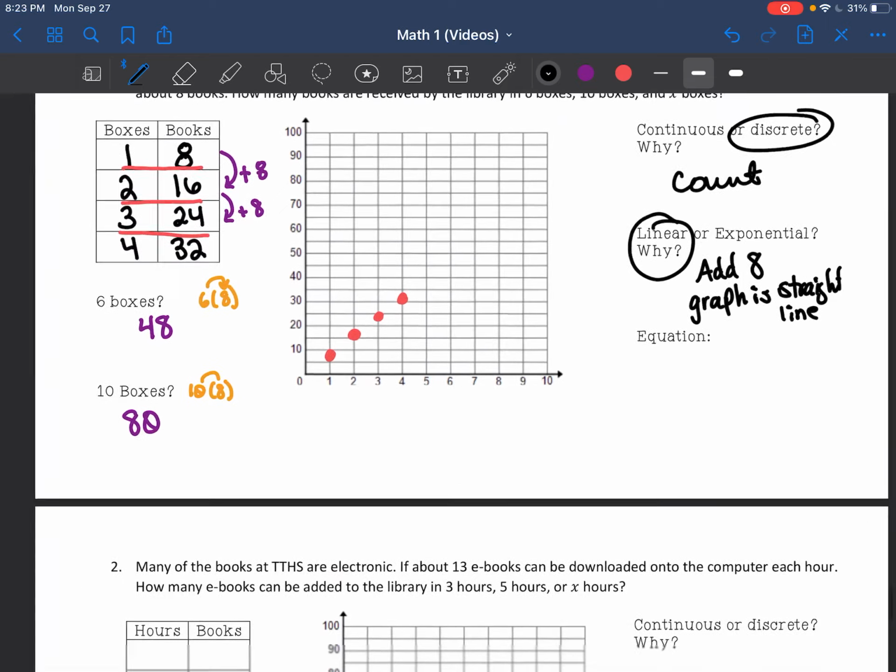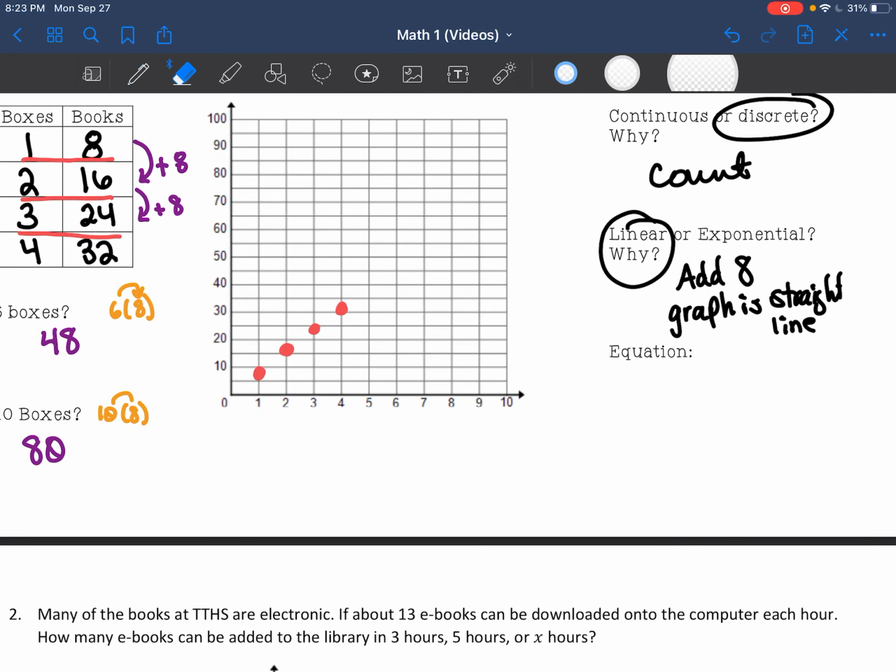Now, the equation is going to throw some of us off just a smidge here. So, we're making a y equals equation, right? What math are we doing down our table? We are adding by 8. Now, this represents adding by 8, even though there's no plus sign there. Because this is a positive 8, it represents adding by 8.